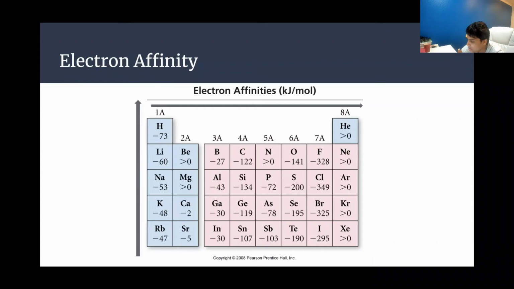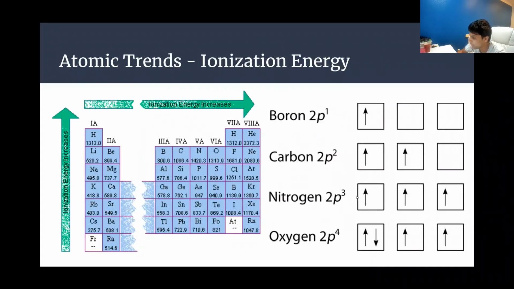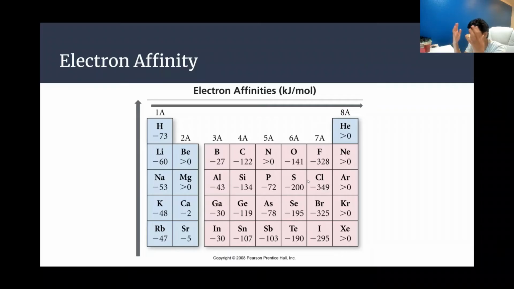Another exception is that nitrogen has a low electron affinity, and the same with phosphorus. The negative number is smaller in magnitude over here. The reason is that in nitrogen, you add an extra electron and it forms a paired electron pair, which increases the amount of repulsions. So you need to supply energy to keep it stable.